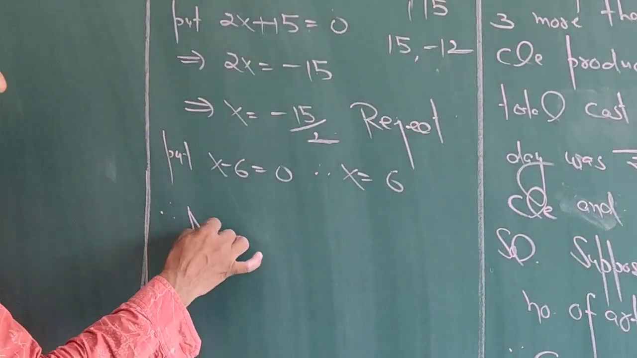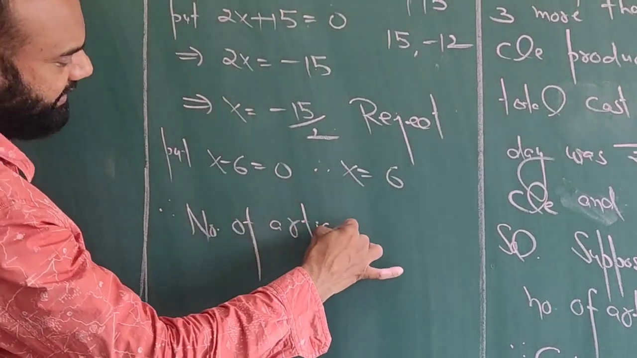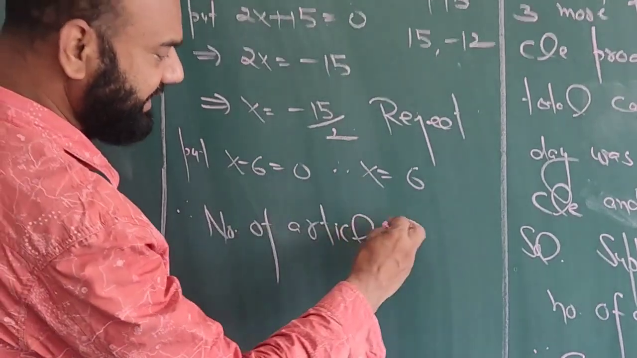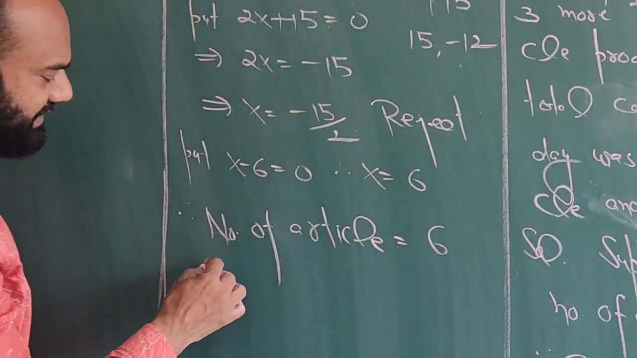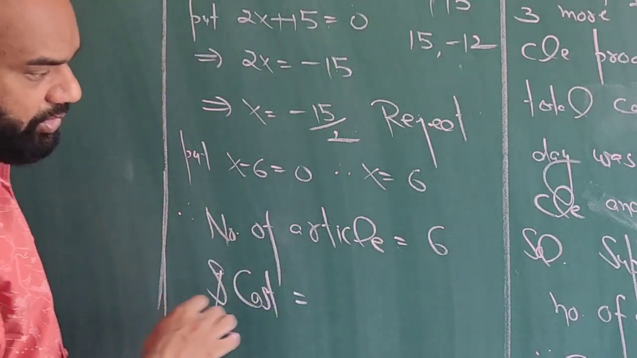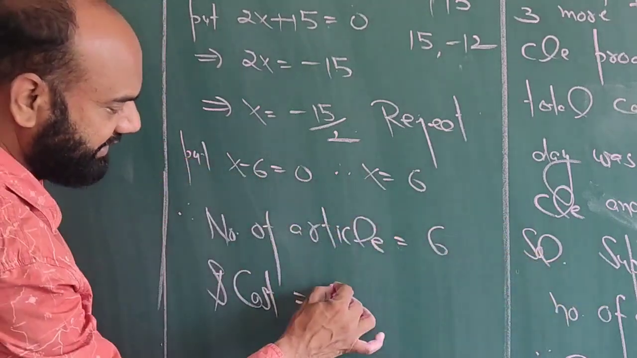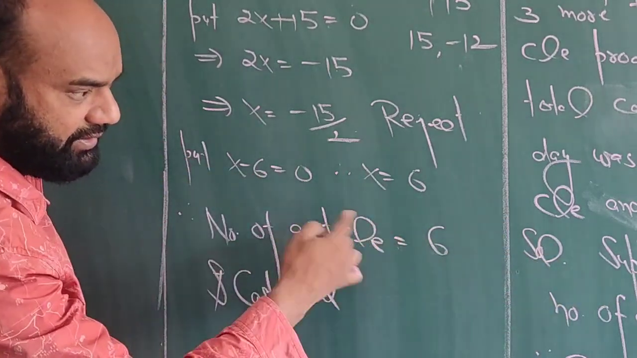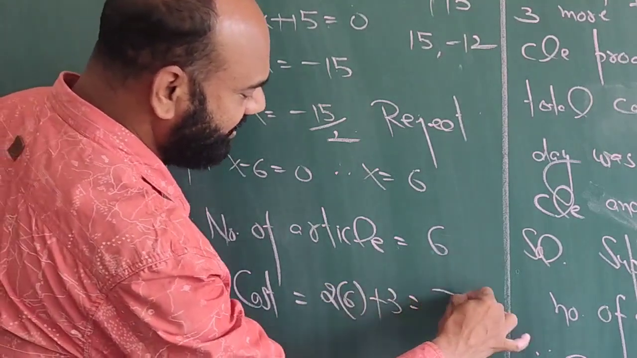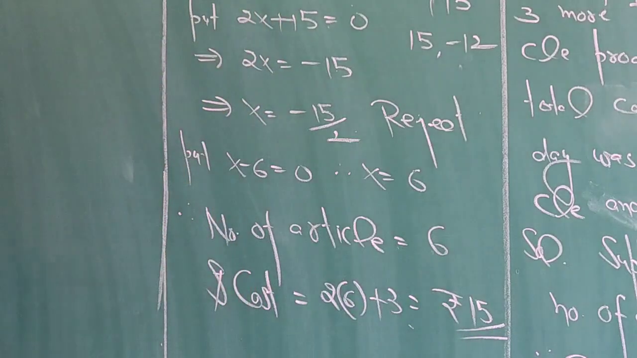Therefore, the number of articles produced by the cottage industry per day is equal to 6, and the cost of each article is 2x plus 3, that is, 3 more than twice the number of articles. 2 into 6 plus 3 is equal to 15, and the cost per article is rupees 15.